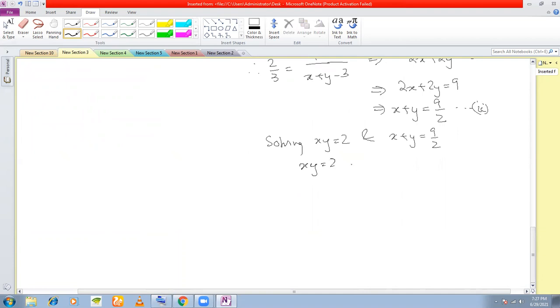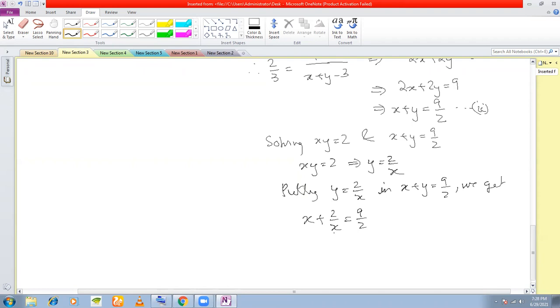xy is equal to 2 means y is equal to 2 by x. Putting y equal to 2 by x in the second one, x plus y is equal to 9 by 2, we get x plus 2 by x is equal to 9 by 2. I take the LCM here, x square plus 2 by x is equal to 9 by 2. That means 2x square plus 4 is equal to 9x.